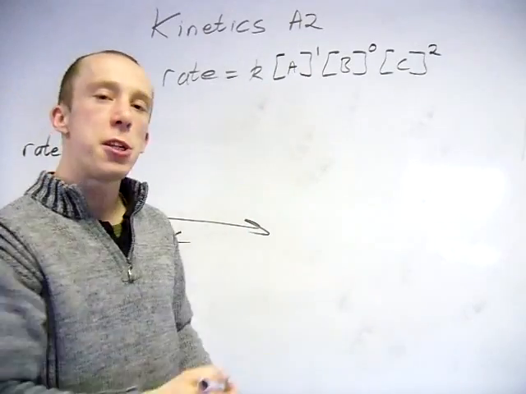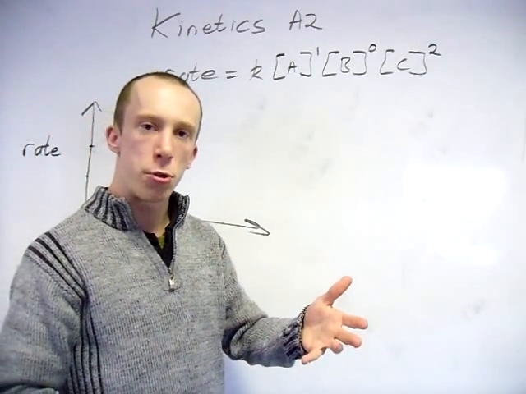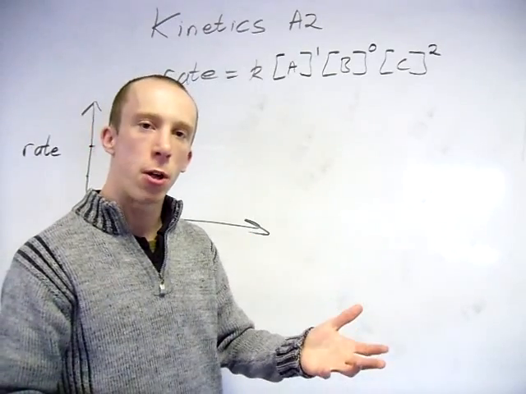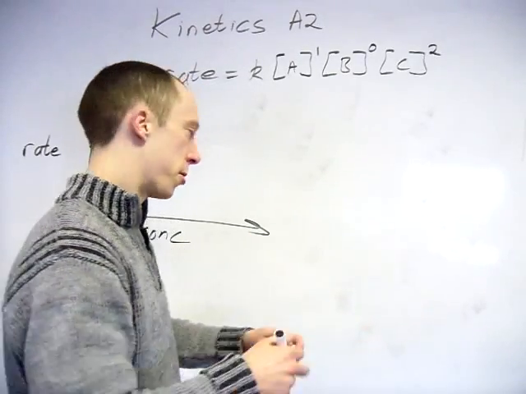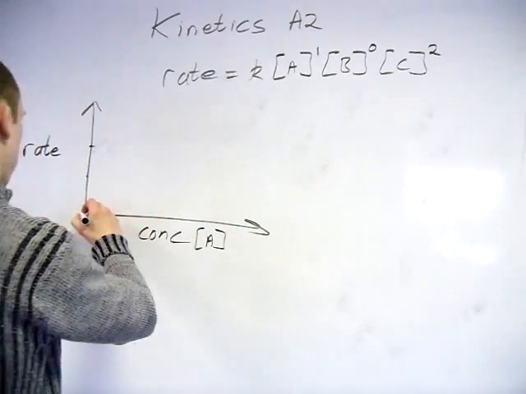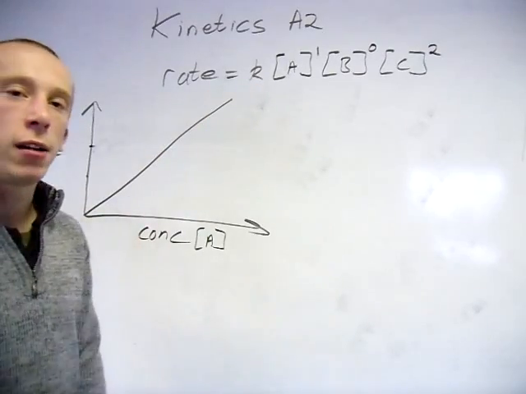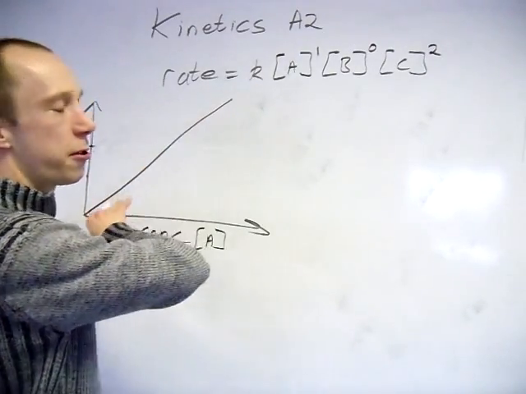Now A is first order, so that is linear. So as I said before, if I double the concentration, the rate doubles. If I treble the concentration, the rate trebles. So a nice 45-degree angle there coming out, linear, straight line.